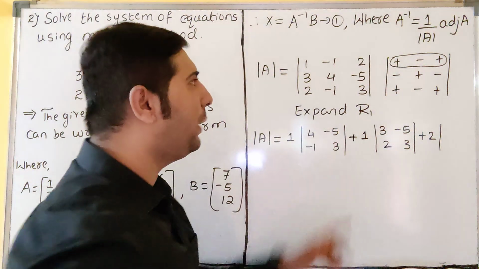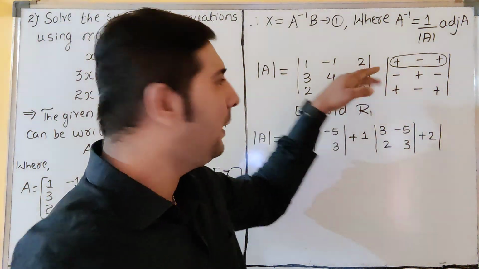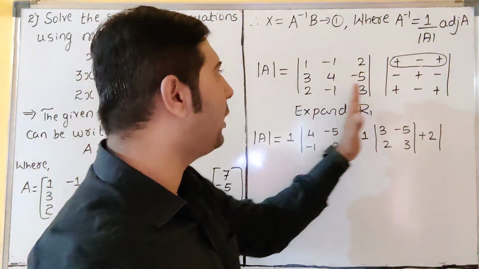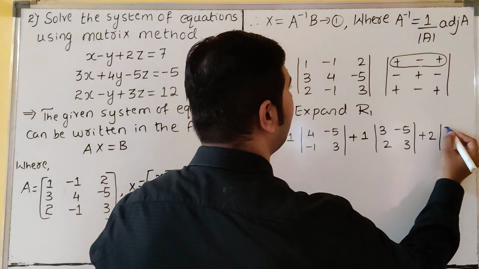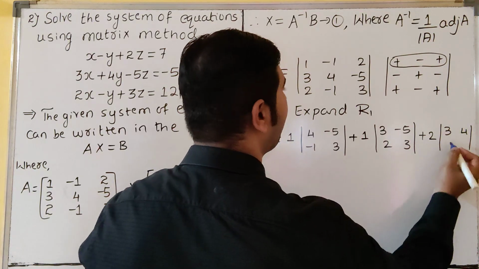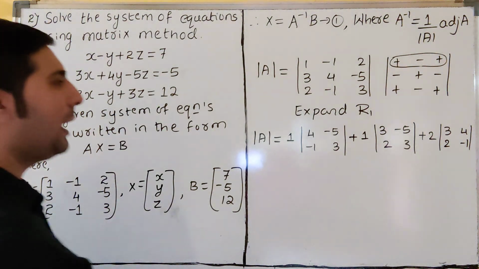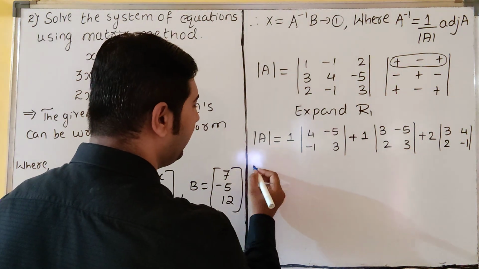Now, where is 2? 2 is in the first row, third column. If you leave the first row and third column, what are you left with? 3, 4, 2 minus 1, dear students. Clear everyone? Now see how to get the answer.